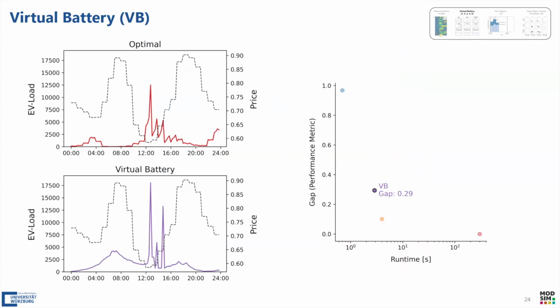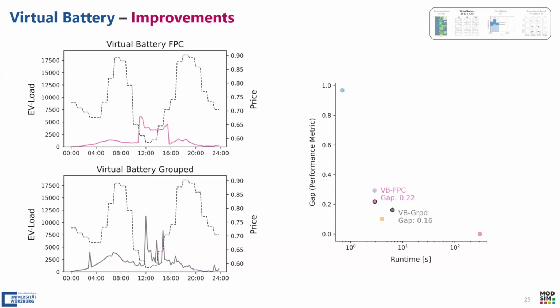And if we test that, we can see that it has a significantly higher gap value than the representative profile approach. And it only saves a little bit of time, but the important thing is that a lot of the time costs are now in the aggregation and in the disaggregation step, and we save significant time in the optimization themselves. So there are methods to improve the virtual battery approach.